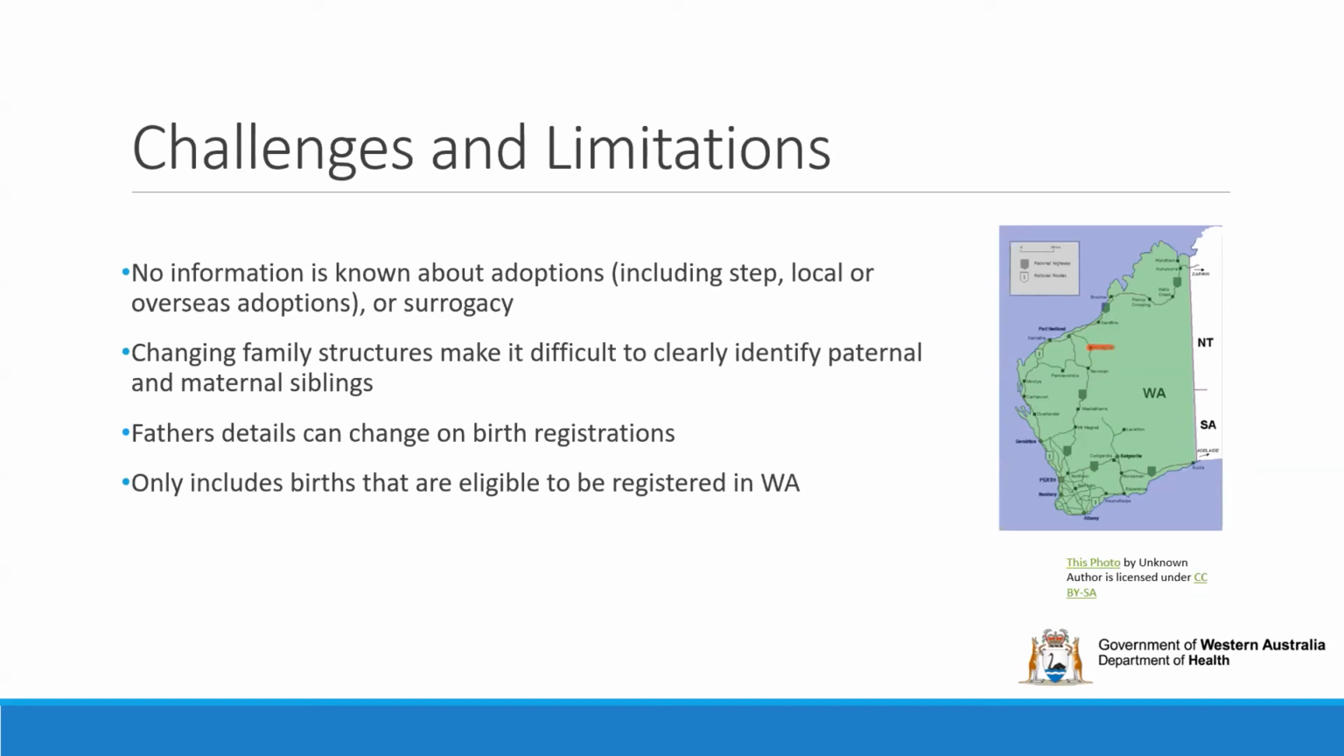And finally, one thing worth noting is that our family connection system only includes births that are eligible to be registered in WA, or with midwives notifications, it's only children born in WA. So this ties in with one of the previous questions about information about migration. Unfortunately, we don't really capture that sort of information currently.